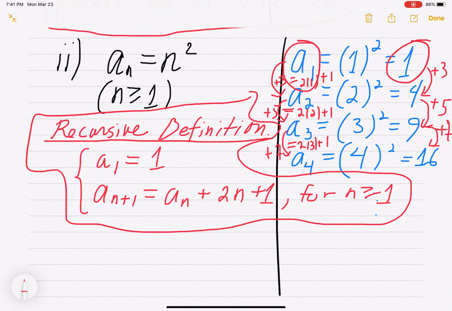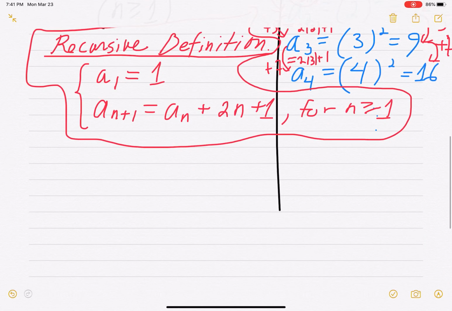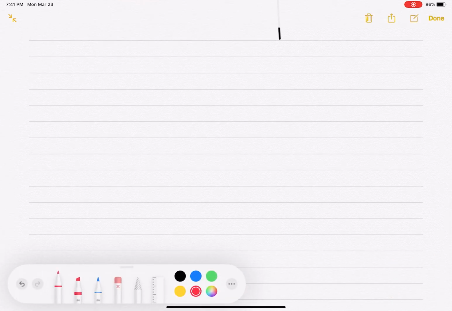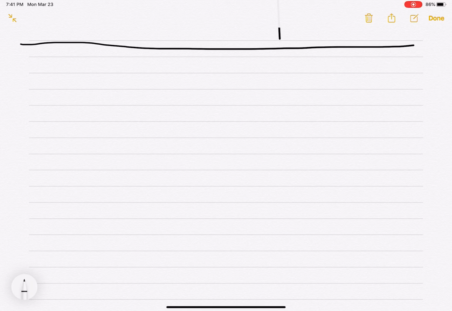So those are some recursive definitions. We start off with the closed form of a sequence and then go to a recursive definition. Let's see if we can do the reverse, the entire reverse. So this time we want to do the opposite. We want to start off with a recursive form, and we want to go to a closed form.